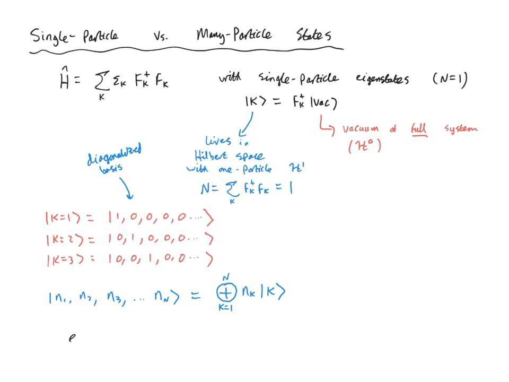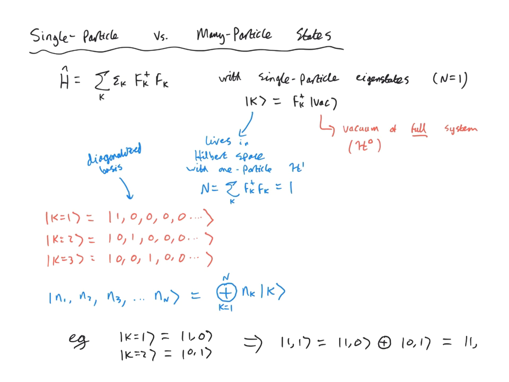So this is not a superposition. For example, in a two-orbital system, I could have a single particle state k equals 1, which would be (1, 0). I could have a single particle state k equals 2, which would be (0, 1). And from these, I could construct the (1, 1) state by saying it would be (1, 0) direct sum with (0, 1). And I'd add up each of those terms separately, and I get (1, 1). This is not a superposition of those terms.